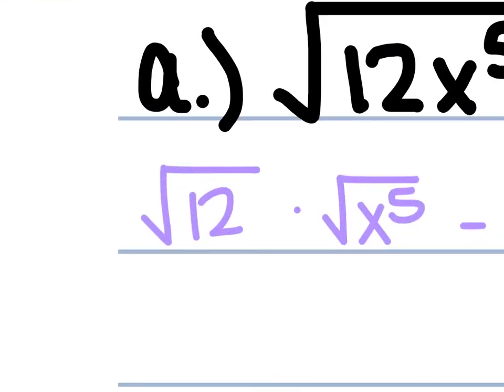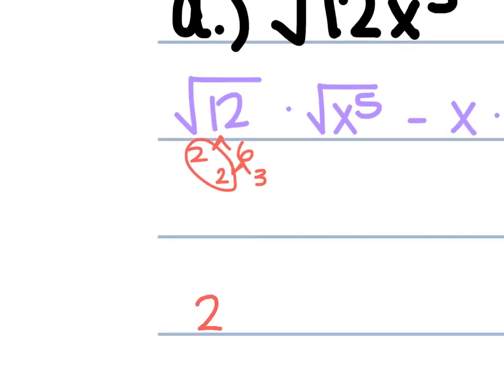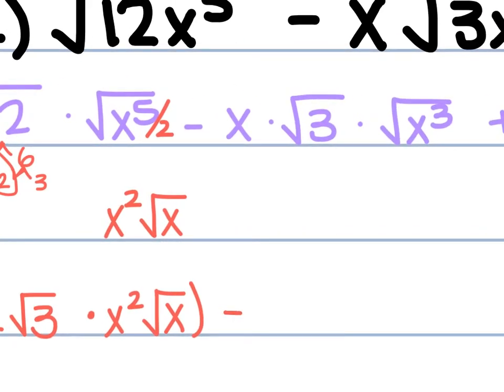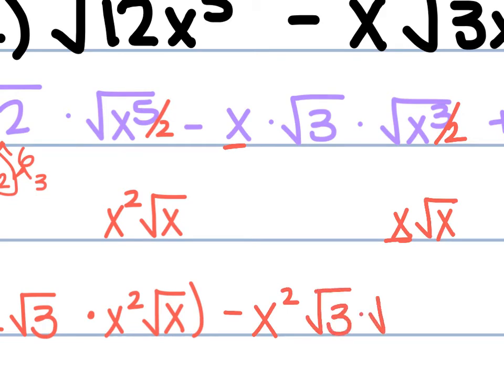So the square root of 12. 12 is 2 and 6. 6 is 2 and 3. Sets of 2. So this is going to be 2 square root 3. The x to the 5th, divide that by 2. It's going to be x squared square root x. Then we're going to have a negative x square root 3 times x square root, times the square root of x cubed. And divide that by 2. We're going to have x times the square root of x. So x times x, this x times this negative x is going to be negative x squared times the square root of 3 times the square root of x.